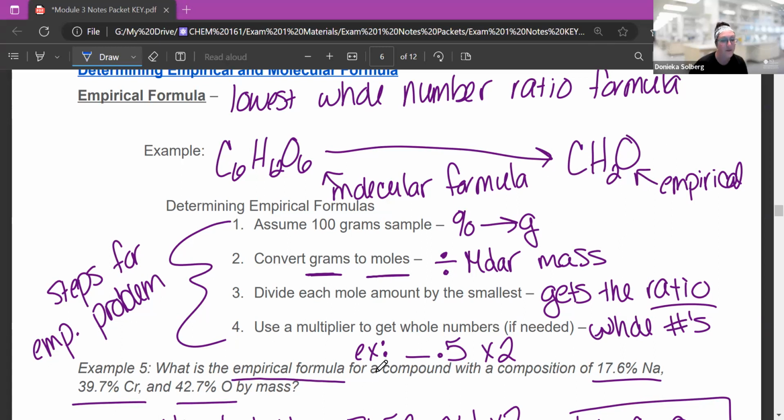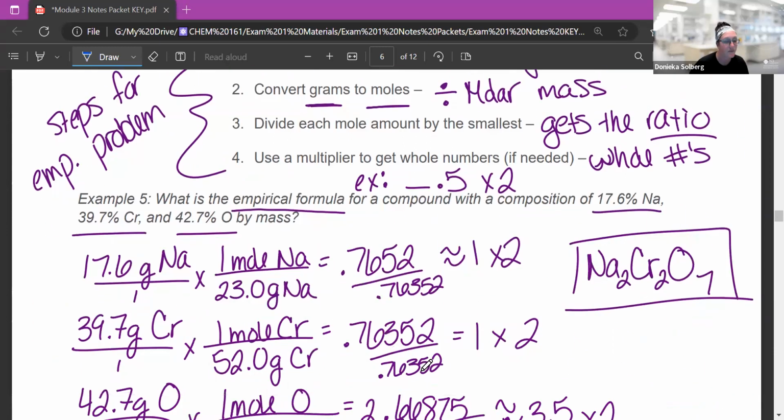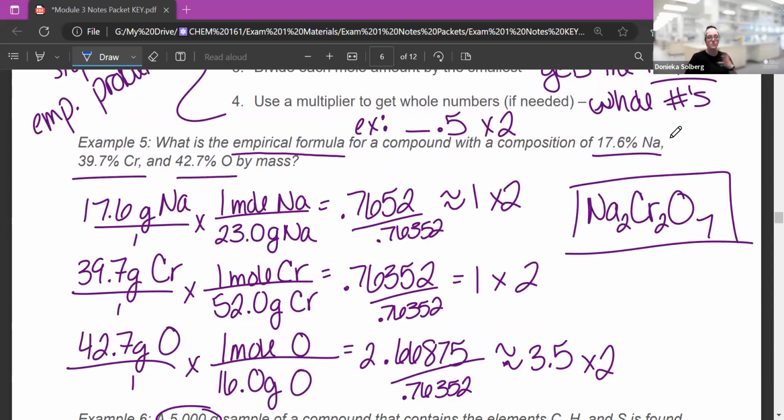That doesn't work. Okay, so I'm going to go through step by step how to do this on example 5. You're welcome to try it by yourself first, but I am just going to jump in. All right, so I said start with each of these. Assume you have 100 grams. So I have 17.6 grams of sodium, 39.7 grams of chromium, and 42.7 grams of oxygen. I just put them all over 1 just so that I can watch my dimensional analysis.